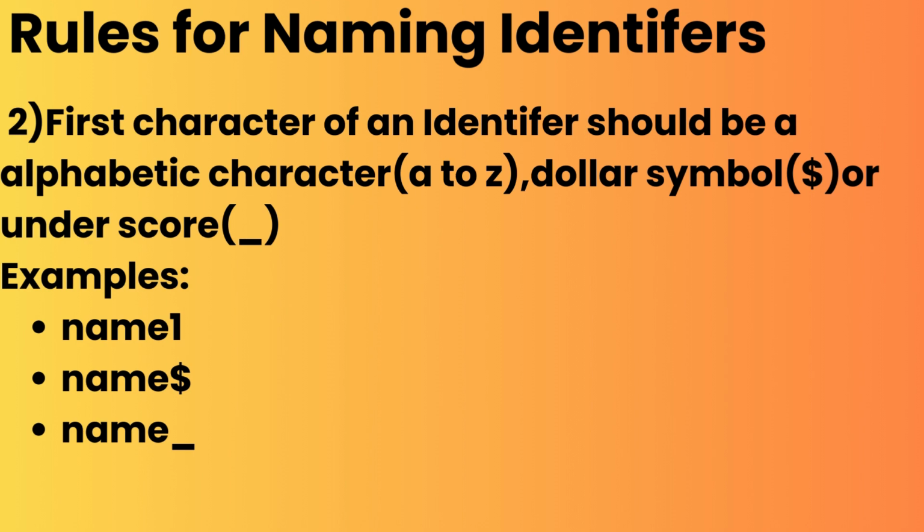The first character of an identifier should be an alphabet from A to Z, a $ sign, or an underscore. These are the three which are allowed at the start of an identifier. Examples for this second rule are name1, where 1 is a digit; name$, where $ is the special character allowed in the identifier; and also name underscore. These are the three which are allowed in Java.